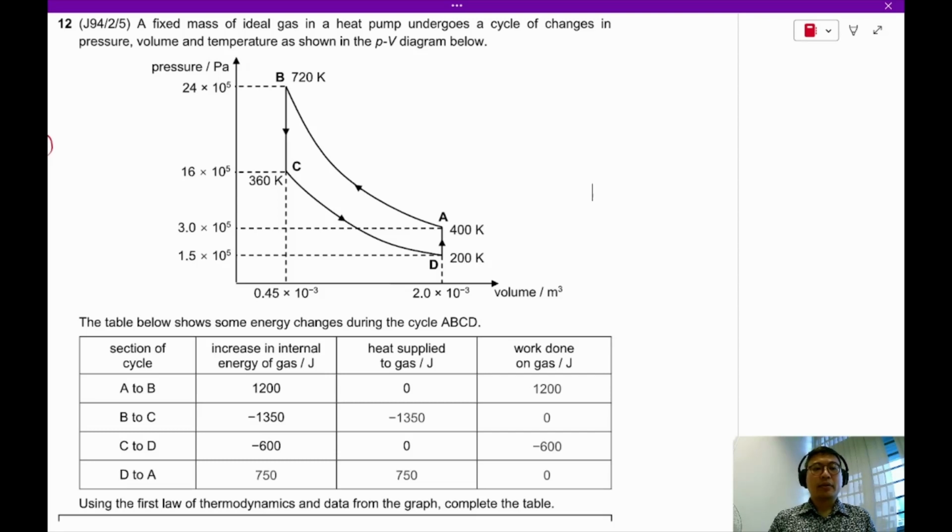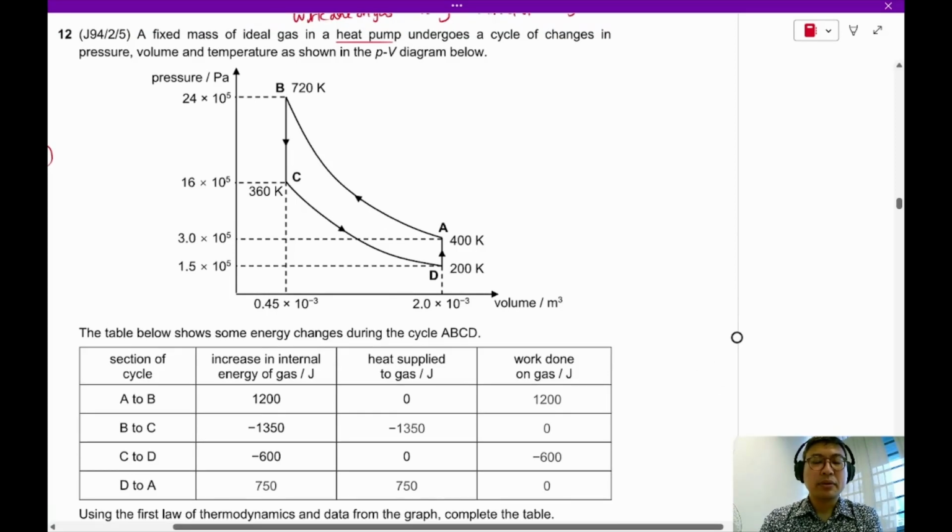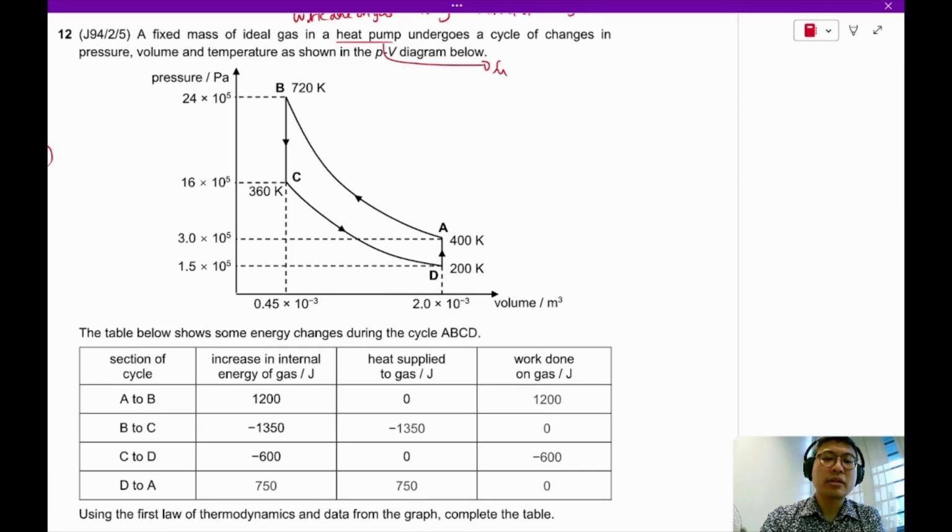Now let's take a look at question 12. A fixed mass of ideal gas in a heat pump undergoes a cycle of changes as follows from A to B, B to C, then down to D again. Now, a heat pump usually means refrigerator.